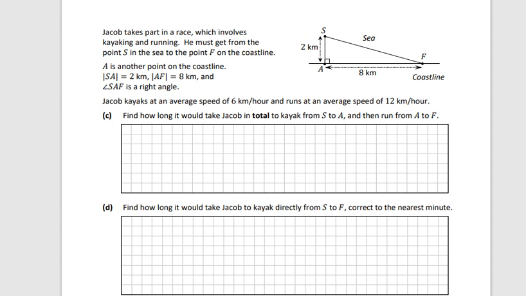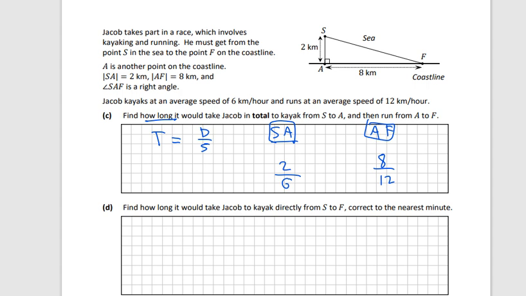Right, so this is a distance, speed, time question. They're asking how long, so they're asking for the time. So the time is the distance over the speed. If we just take the first bit from S to A, the distance is 2, and the speed, he's kayaking there, so that's 6. And then from A to F, the distance is 8 and the speed then is 12.